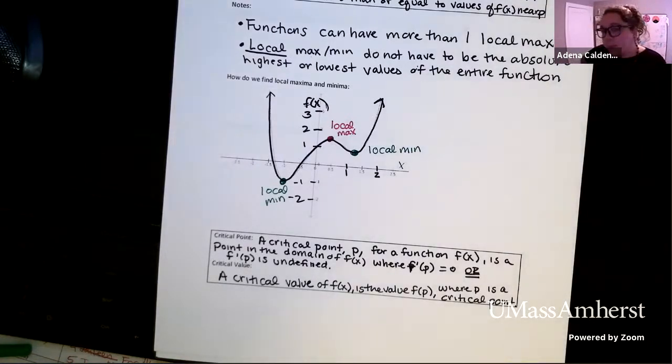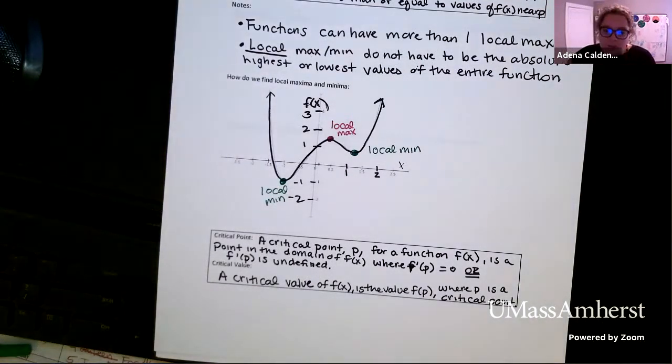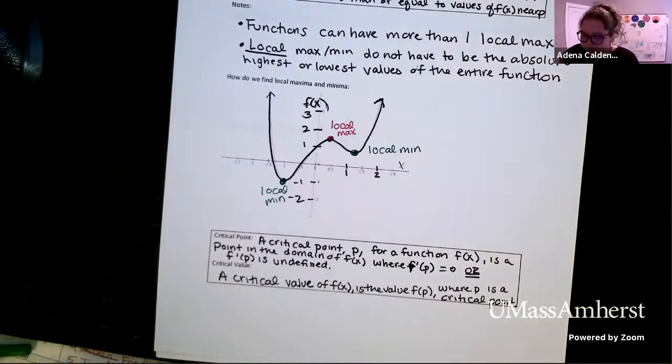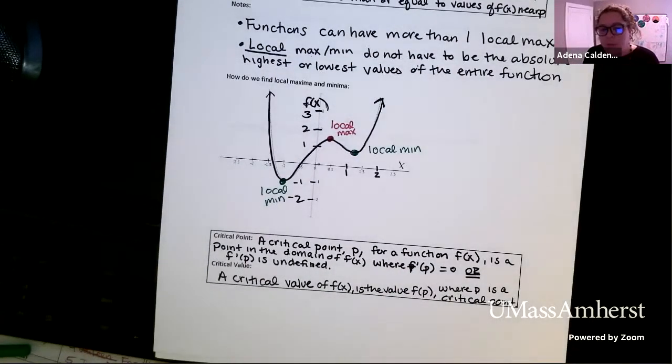When do we get functions that are undefined? This typically comes up if we're doing a quotient rule and we have a denominator. We know that we don't want the denominator to be 0. That would be undefined. So that is one case where this might happen. I would say 90% of the time, we're looking for where the first derivative equals 0. So that's called a critical point.